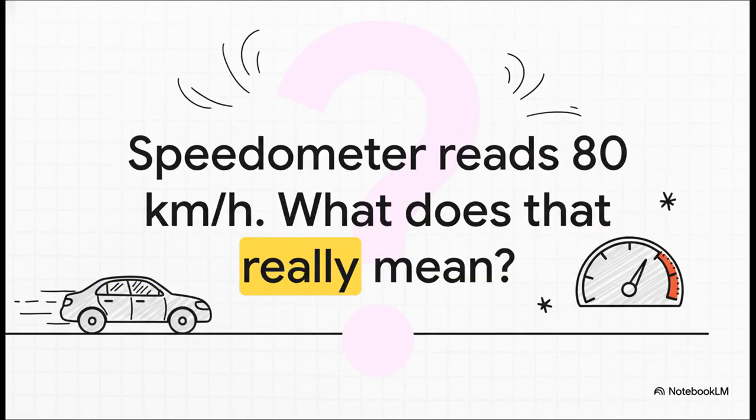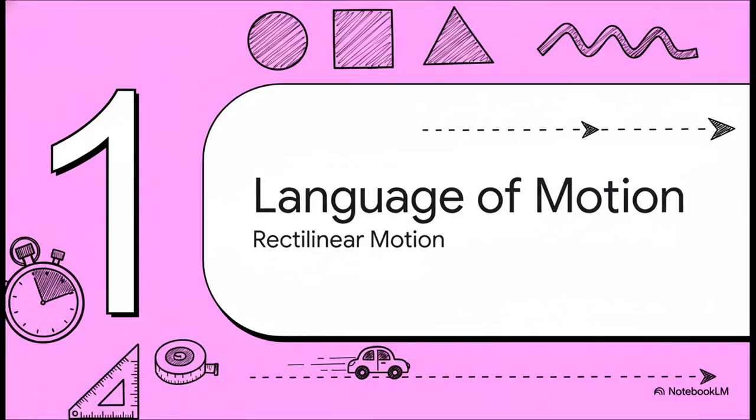Okay, so let's kick things off with a simple question. Picture this. You're in a car, you look down at the speedometer, and it reads 80 kilometers per hour. So what does that number really mean? Is that your average speed for the whole journey? Or is it something else entirely? This one little question, you guys, gets right to the very core of what we need to nail down today.